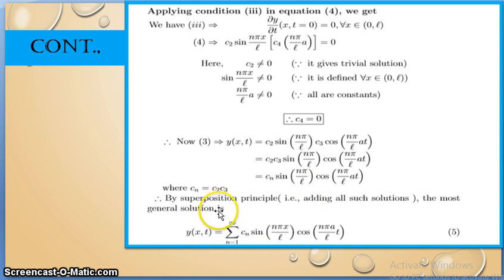Therefore y of x comma t equal to summation n equal to 1 to infinity Cn sin(n pi x divided by L) into cos(n pi a t divided by L). So this equation is very important for all the problems.